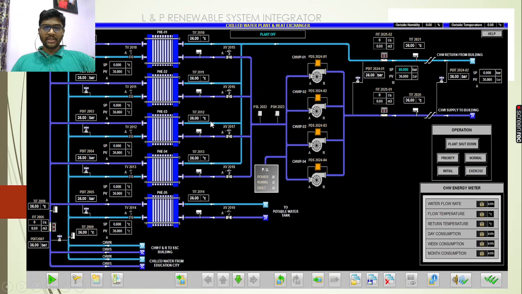Based on the requirement, the number of heat exchangers will differ. See here, these 4 heat exchangers play an important role in transferring the heat from the building chilled water and supplying chilled water to the building. And this plays an important role as a potable water tank.